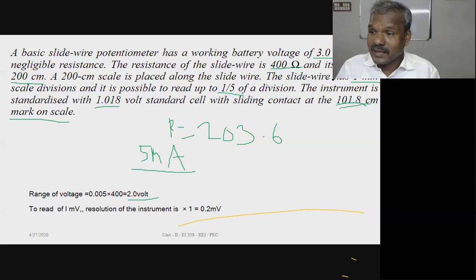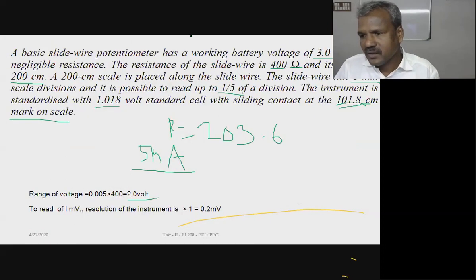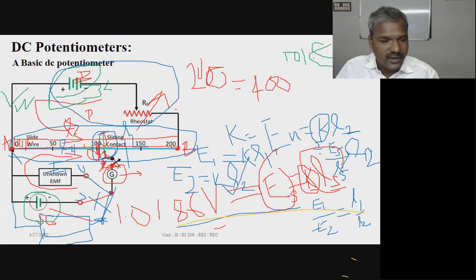That means the measurement range of the secondary circuit of the potentiometer is always less than the battery voltage. You see, the battery voltage in the primary circuitry is 3 volt, but in the secondary circuitry we can measure only 2 volt. If the unknown EMF is nearly here and the null position is here, we can measure up to 2 volt only. So the unknown potential we can measure is only up to 2 volt.